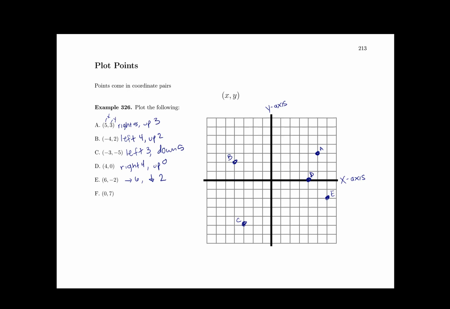So there's our E. For F, we're at 0, 7. So that means we go right 0, which means not at all, and up 7. So right 0, we're still here. 0, 1, 2, 3, 4, 5, 6, 7. Is F. So that would be plotting coordinate points.